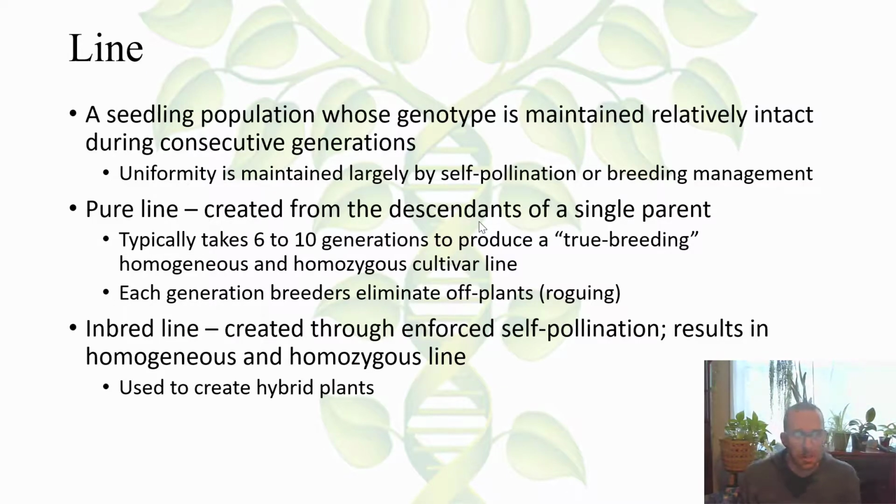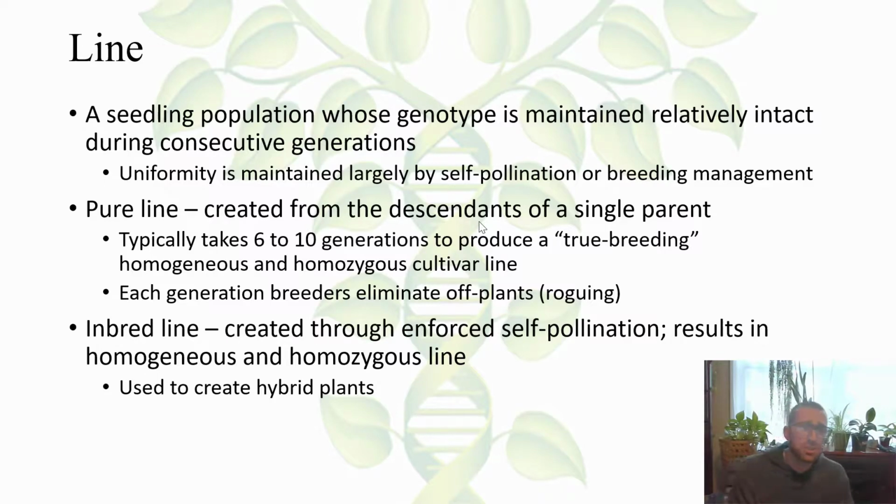And I don't know if I mentioned homogeneous before, but homogeneous means that all the seedlings are going to look similar. They're all going to be phenotypically similar. They're going to have the same traits, right? So homogeneous goes with homozygous. When we have all the same genes, it's going to produce all the same traits generally. So, and that's going to take, if we're breeding a line, about 6 to 10 generations.